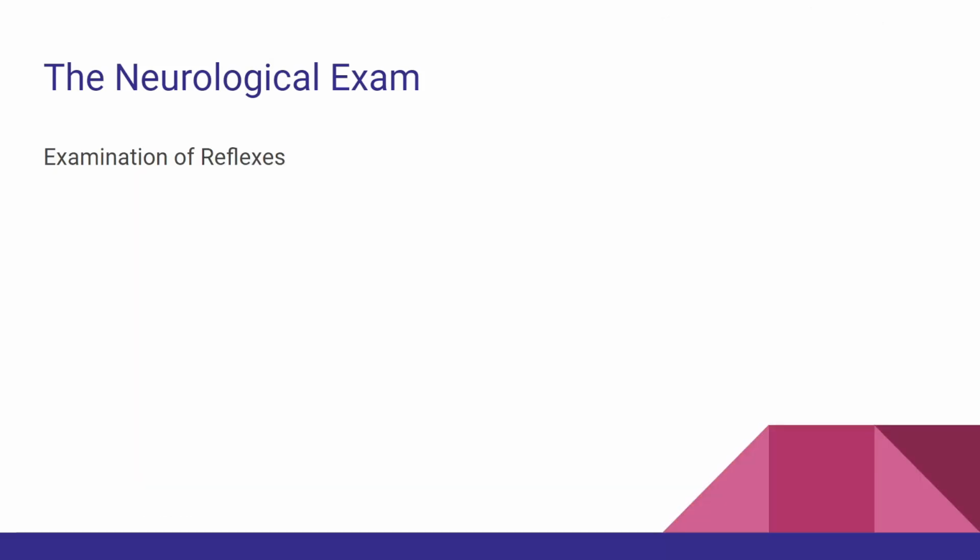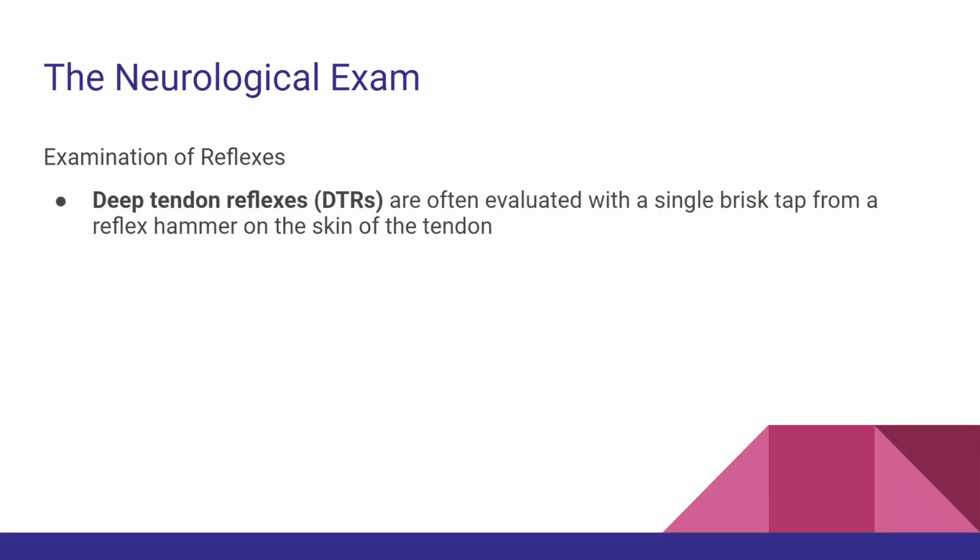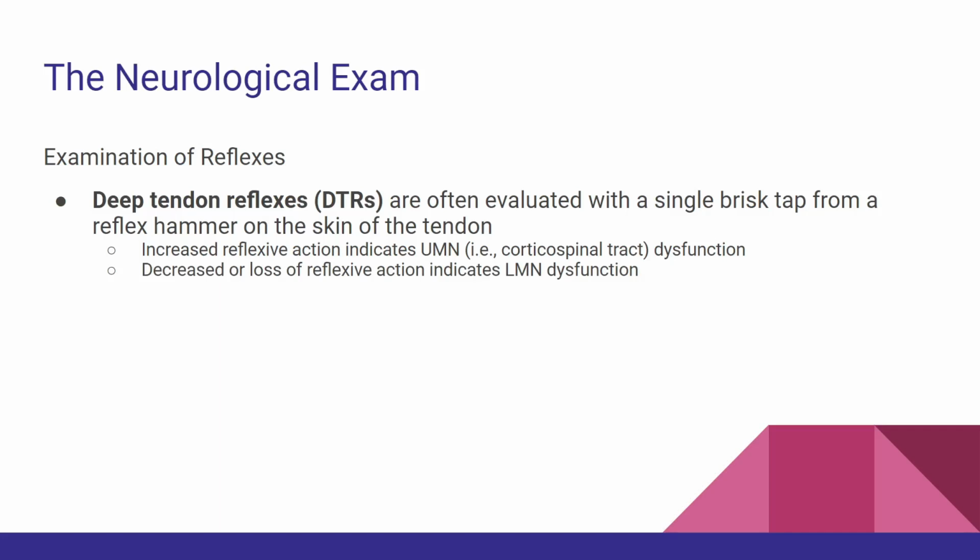Another component of the neurological exam is an examination of reflexes. In particular, deep tendon reflexes are evaluated with a single brisk tap from a reflex hammer on the skin over the tendon, and you're looking for either hyper or hyporeflexia to help identify whether there's upper motor neuron damage or lower motor neuron dysfunction. And there's a variety of grading scales to assess these deep tendon reflex responses.